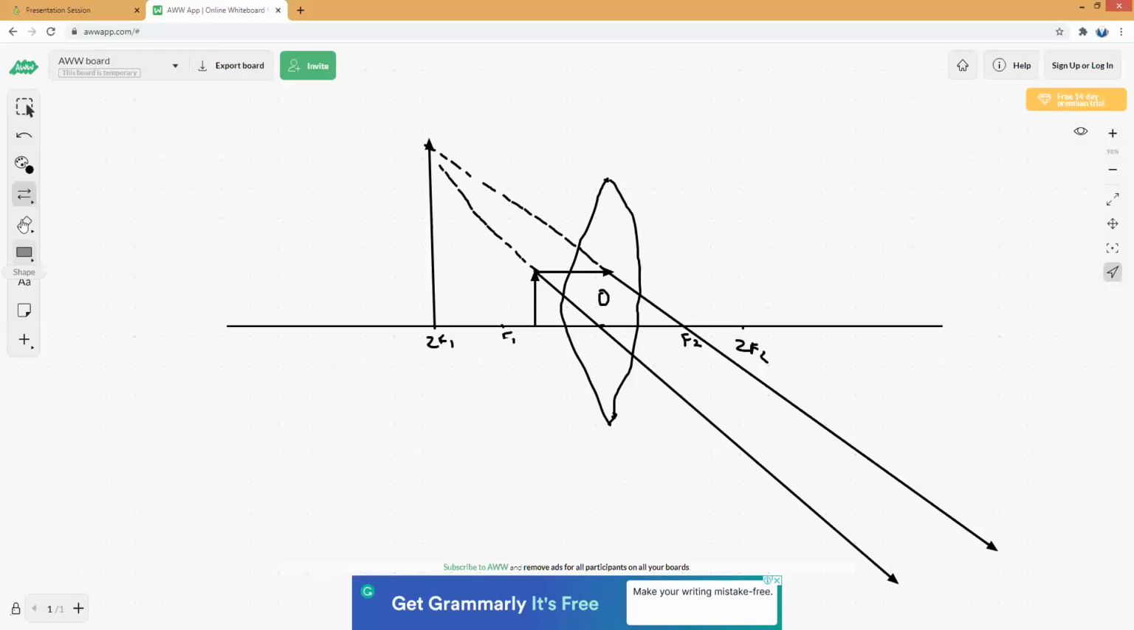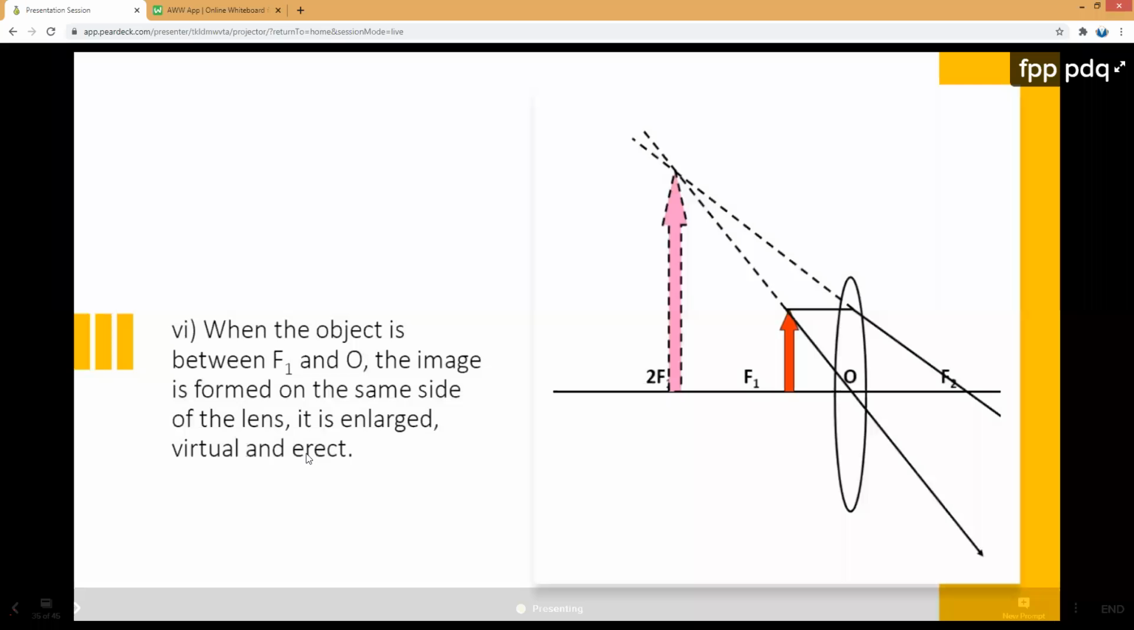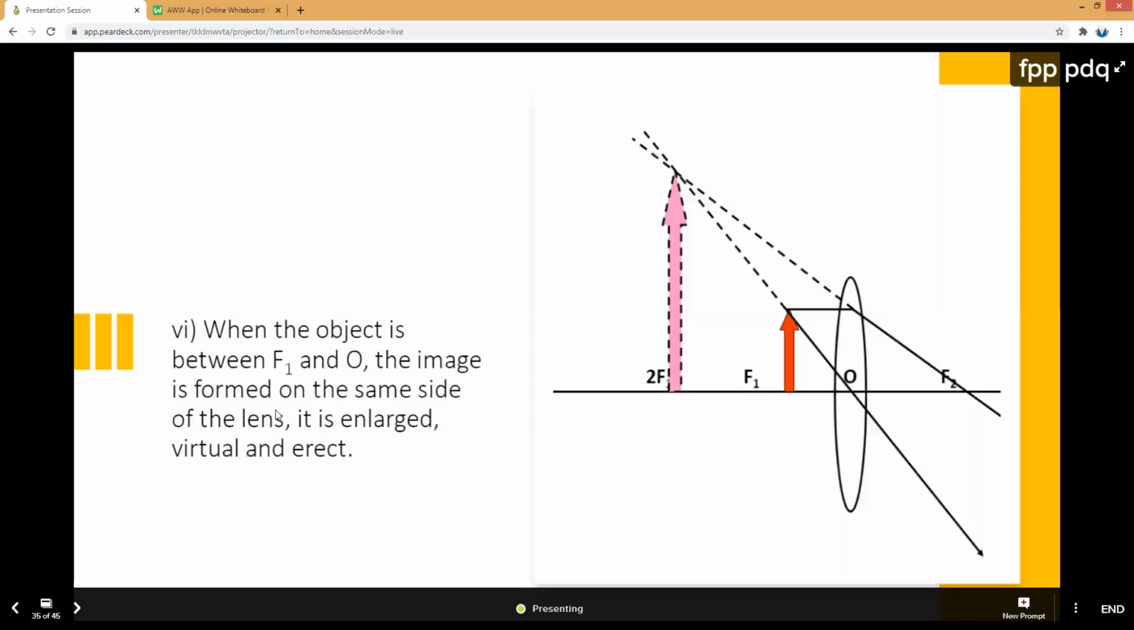One more thing is that this should be dotted, because the image is not actually formed. You're making it form by tracing it backwards. So that is your image, and this is your object. Since it's formed on the same side as the object, this time it is virtual, it is erect, and it is highly enlarged. This is the object and this is its image. It's enlarged, virtual, erect, and formed on the same side of the lens. So that was the convex lens.